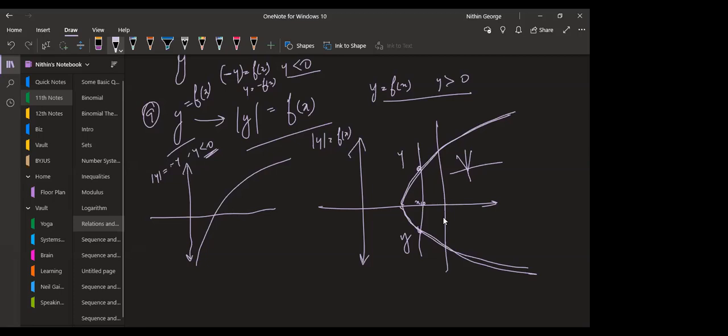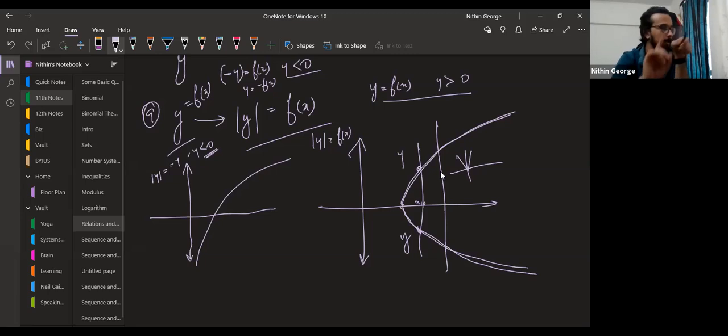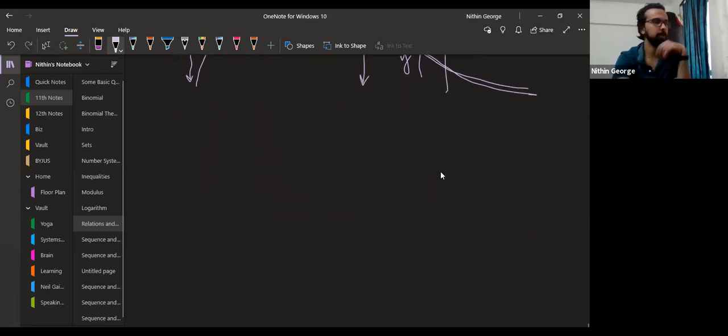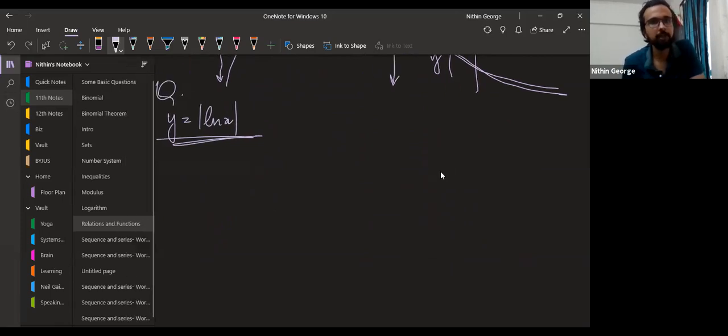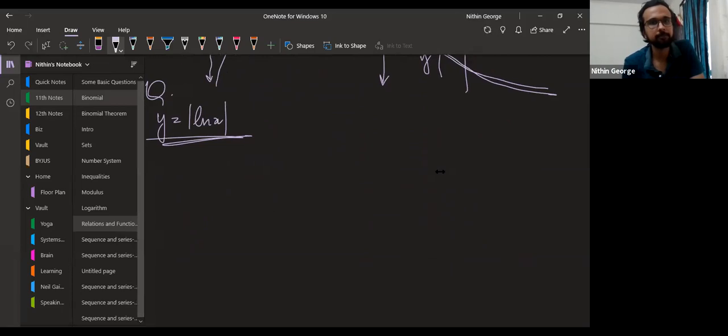Okay. Now, I will practice questions on this. Okay, draw the graph of y equal to mod ln x. Let's start. Start doing questions. Draw graph of y equal to mod ln x.